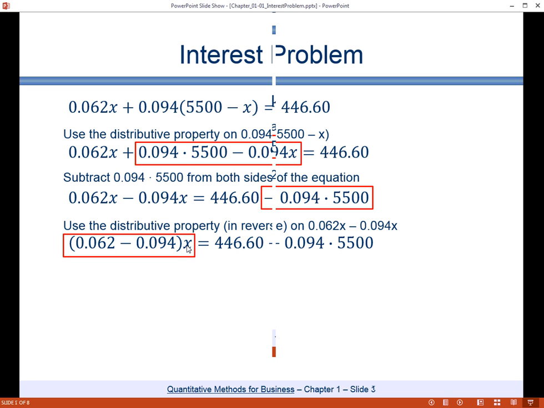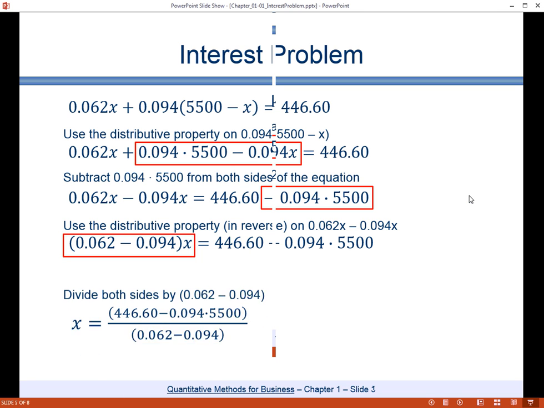So to get just x equals, we need to divide both sides by this 0.062 minus 0.094. Now, one of the things you have to be careful of when you're dividing both sides of the equation by some value is that the value can't be 0. And 0.062 minus 0.094 is not 0. It's a negative number, so not a problem with that. But you do have to check that when you're doing a division.